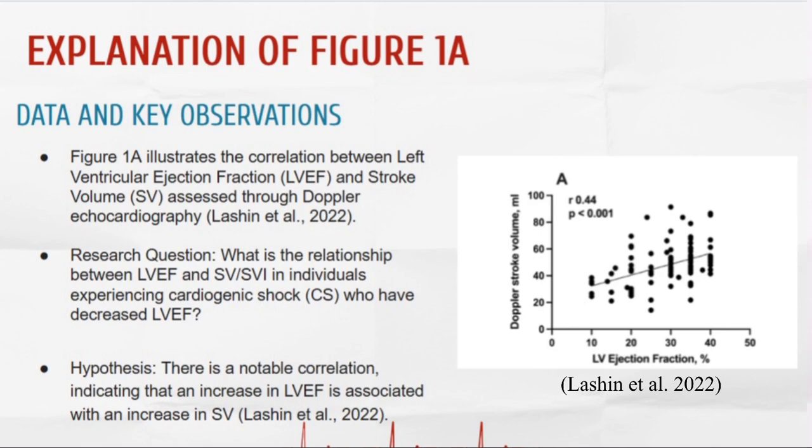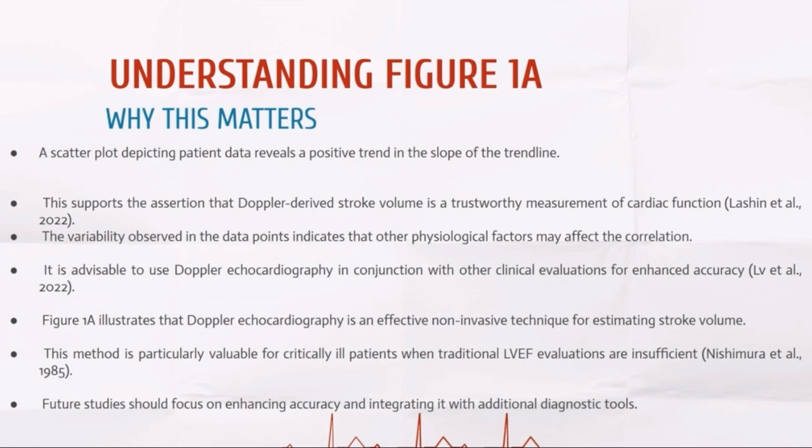So according to the study's hypothesis, we would anticipate a notable correlation between these values, indicating that as LVEF rises, there will also be an increase in stroke volume. So in Figure 1a, a scatter plot displays data points corresponding to individual patients. The trend line in the graph facilitates the visualization of the connection between LVEF and SV.